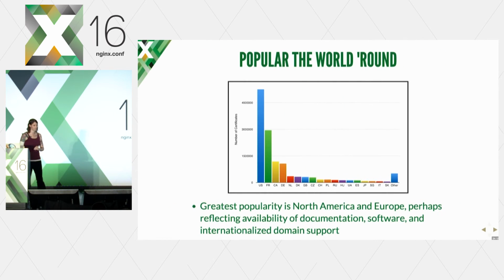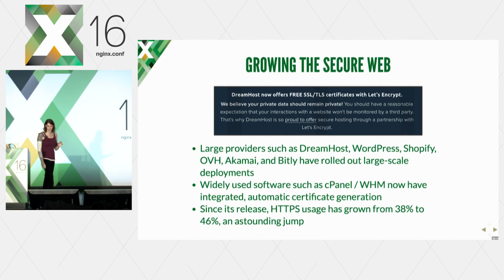And it's very popular around the world, not just here in the US, although it is very popular here. You can see here in France, we've got Canada, Germany, the Netherlands, Denmark, Great Britain. It's very, very popular in North America and Western Europe specifically. I can only speculate as to reasons why it's a little bit less popular in other parts of the world. It could be a combination of the lack of localization for documentation and software in certain languages. But I think the biggest blocker is internationalized domain name support, which I'll talk about shortly. But people all over the world are using Let's Encrypt, and it's really doing a fantastic job of growing the secure web.